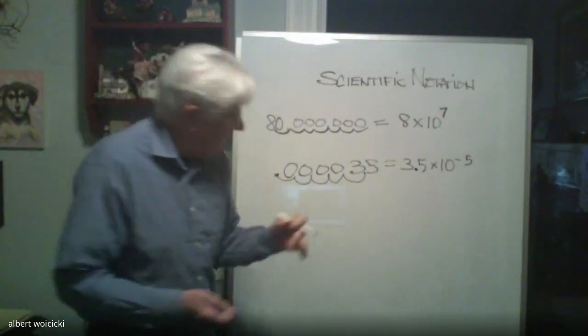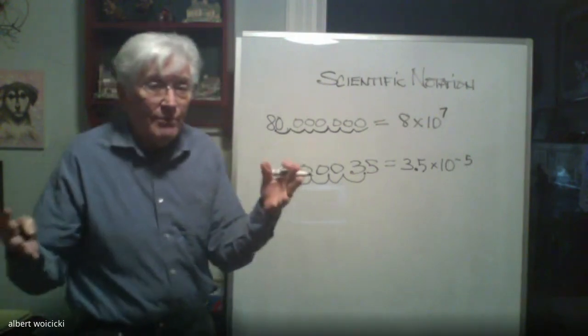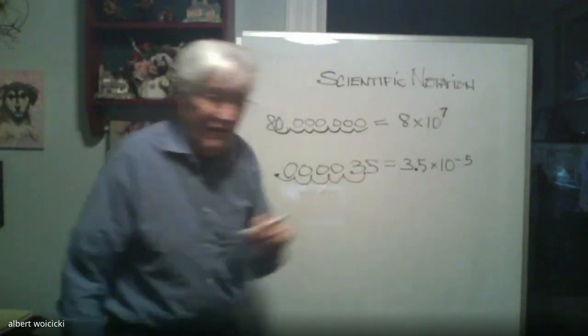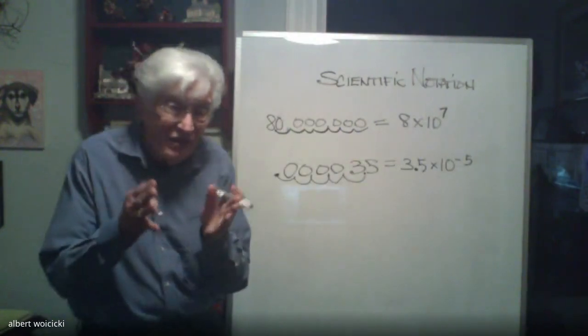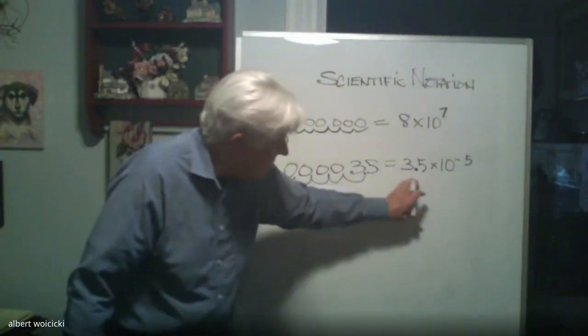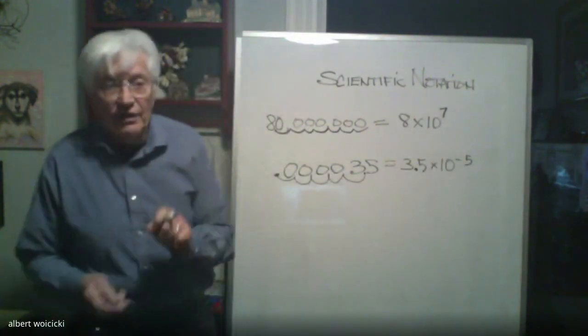So if you take any large number and we make it small, it's a positive exponent. And if we take any small number and we make it large, then our exponent is negative.